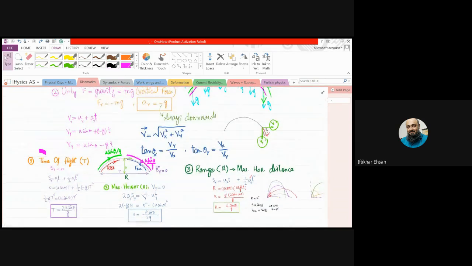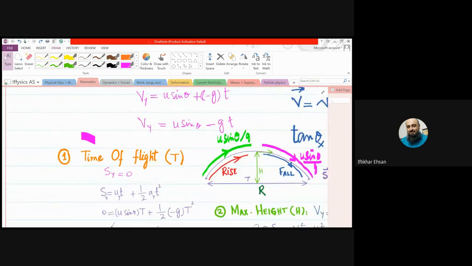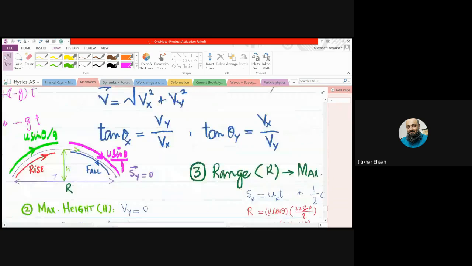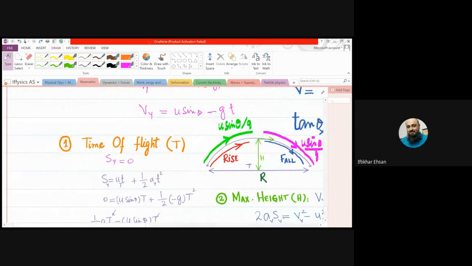So first of all, we are going to have a look at the time of flight. What do you mean by time of flight? When you throw a projectile, the time from its projection till its landing is called time of flight. The interval between projection and landing of a projectile is called time of flight.